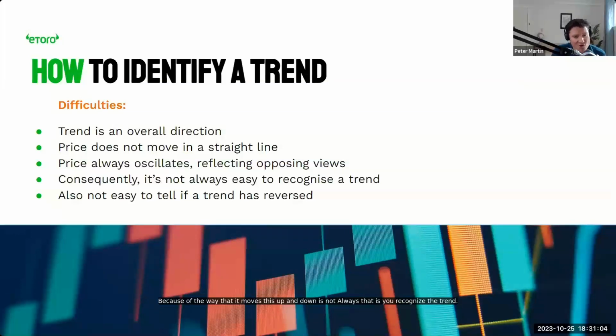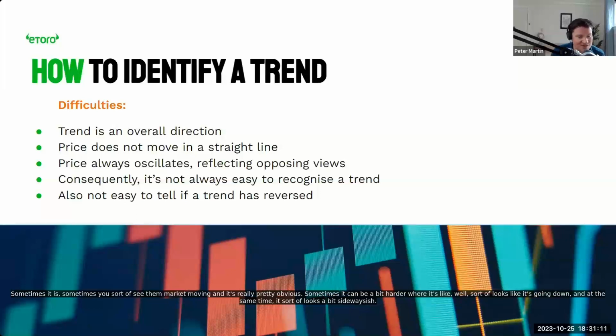Because of the way that it moves, this up and down, it's not always that easy to recognize the trend. Sometimes it is. Sometimes you see the market moving and it's really pretty obvious. Sometimes it can be a bit harder, where it's like, well, it sort of looks like it's going down, but at the same time, it looks a bit sideways-ish. And as I said before, it's difficult to tell if a trend has reversed. Sometimes a pullback can just be a pullback and the trend is intact, but sometimes the trend has actually turned around, and that can be a really difficult time.